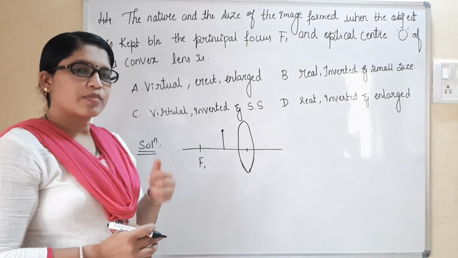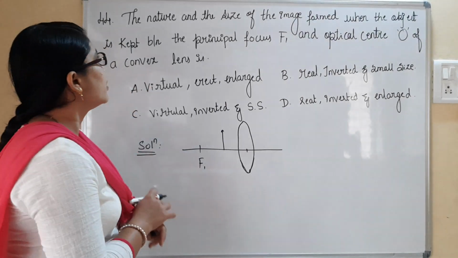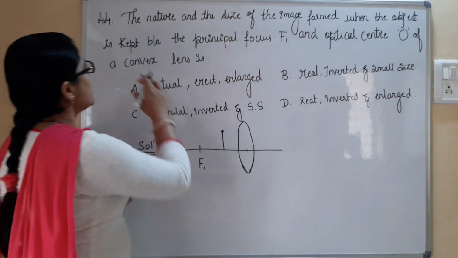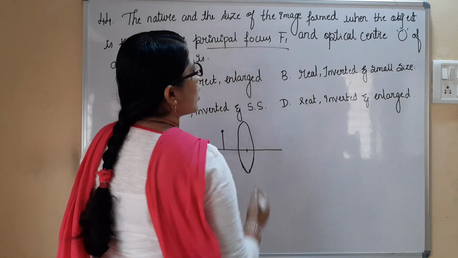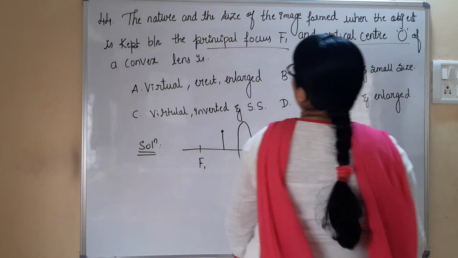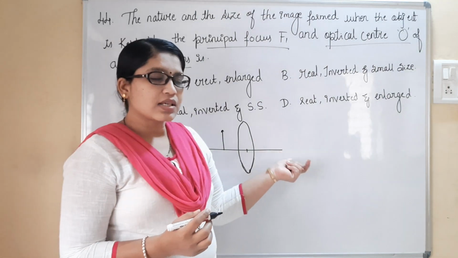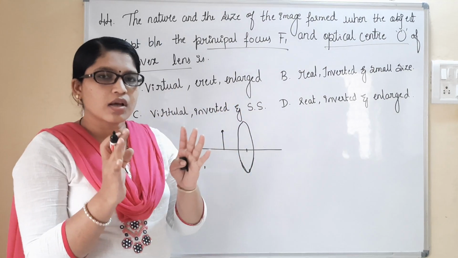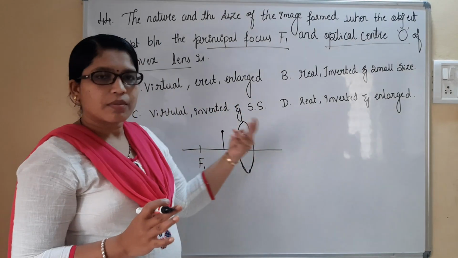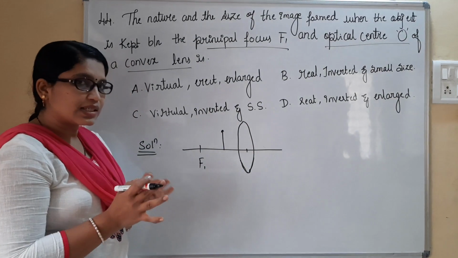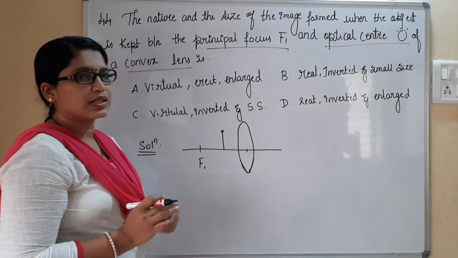Coming to the next question from the light chapter itself again. The nature and size of the image formed when the object is kept between the principal focus and optical center O of a convex lens. So we are using the convex lens. This is the last case of all the 6. We have 6 kinds of parameters here. Out of those 6, we are in the last case. All 6 cases are there. In the last case we are discussing here.